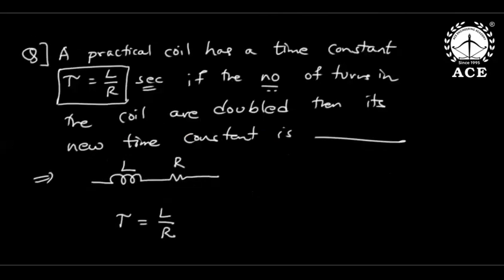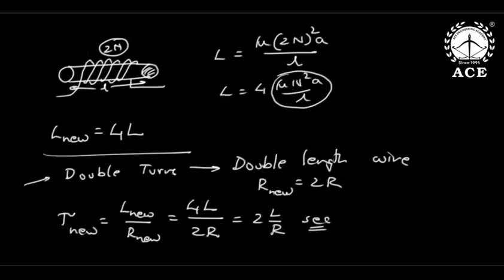Then I gave an example that a coil has a time constant of this. Of course, it is a practical coil with R and L, and R represents the resistance of the winding. If the number of turns of the coil is doubled, inductance becomes 4 times, but the resistance also becomes double as the length of the wire is doubled. So the time constant only becomes 2 times.